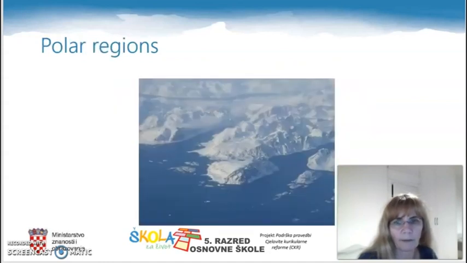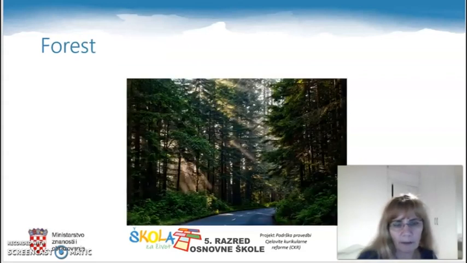And polar regions. Well, not many animals live in the polar regions, but there are some, like polar bears and polar foxes and penguins, and again some wolves. And now some animals that live in the forest. Well, that's an easy one. You know that in the forest we can find foxes and wolves. Okay, what else? Right, rabbits, snakes, many different kinds of birds.